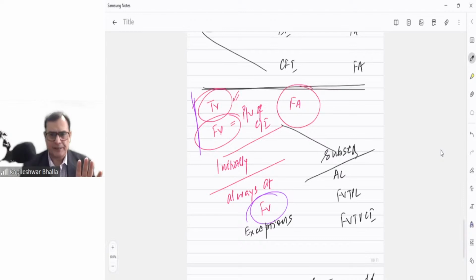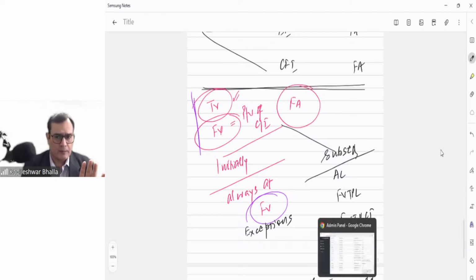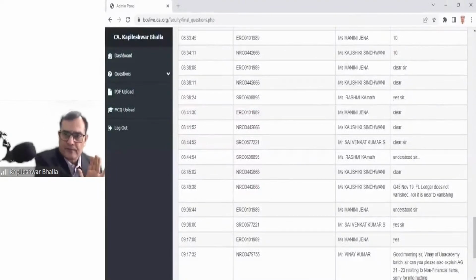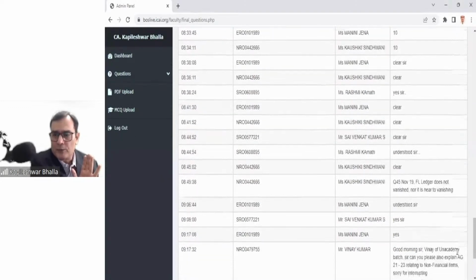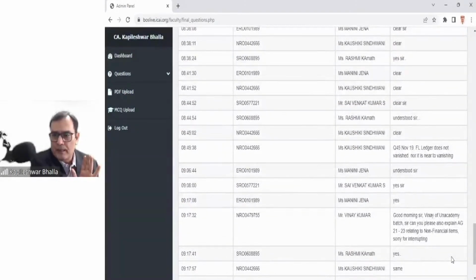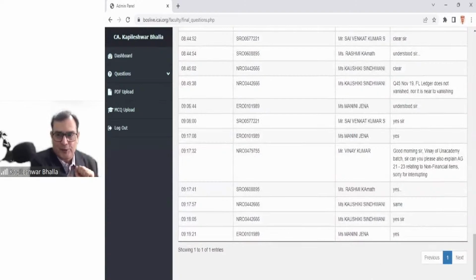Liabilities, we'll talk later. I guess I'm pretty clear on my thoughts so far. Okay, I think I got some message from Vinay. Can you also explain AG 2123 regarding the application guidance? We will come to that later, not at this stage.